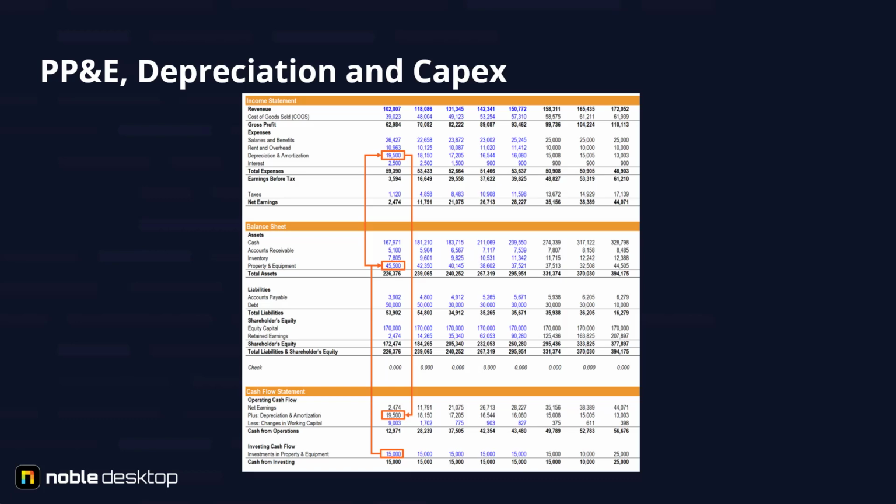Capital expenditures add to the property, plant and equipment account on the balance sheet and flow through cash from investing on the cash flow statement.